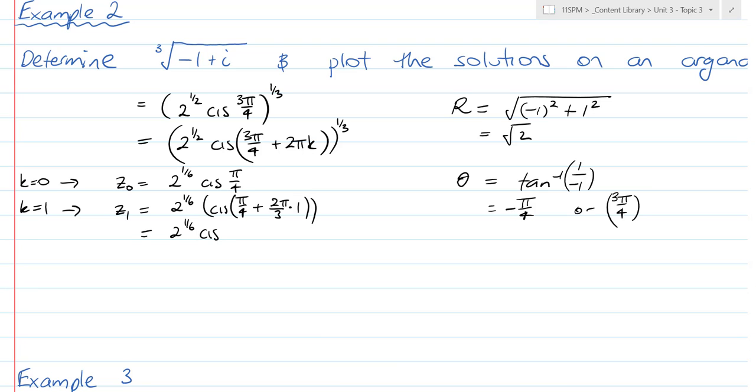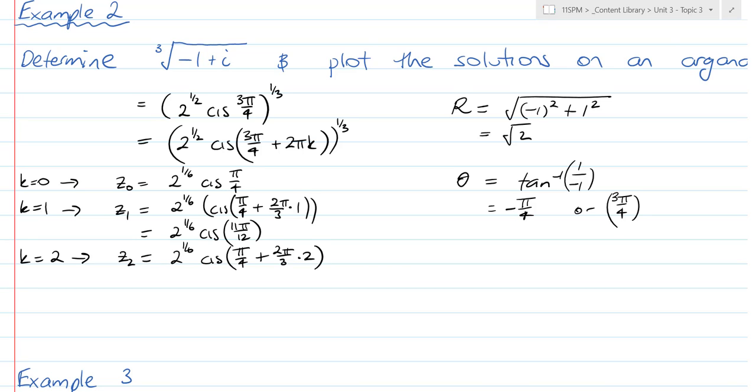And then if k is equal to 2, I get Z2 is equal to 2 to the power of a sixth, cis pi on 4 plus 2 pi on 3 times 2. And that's 4 pi on 3. 4 pi on 3 is 16 pi on 12. Plus 3 pi on 12 is 19 pi on 12. So I get 2 to the power of a sixth, cis 19 pi on 12.